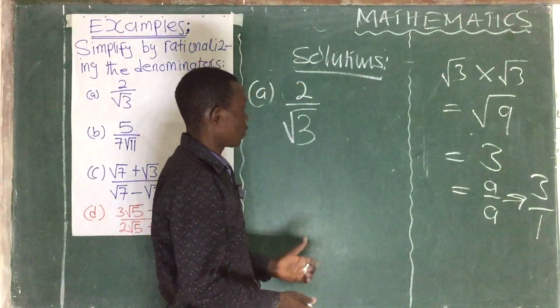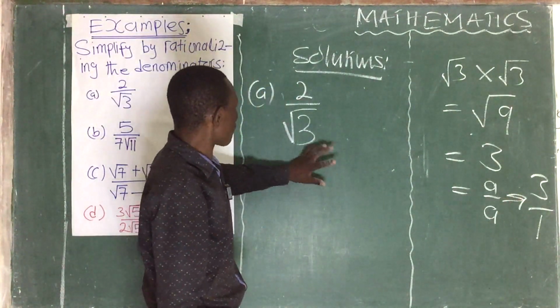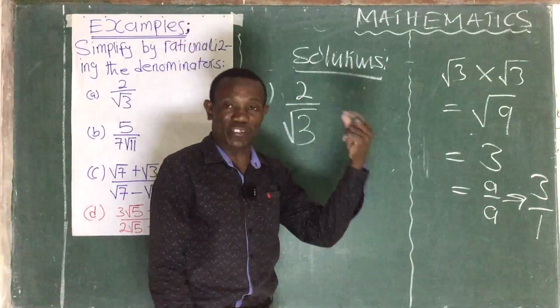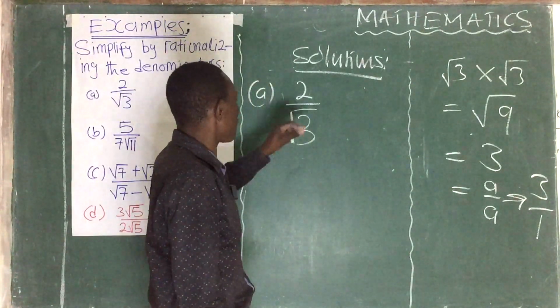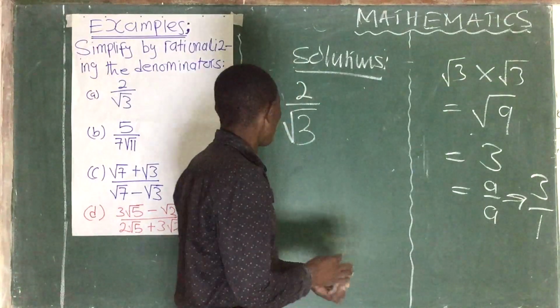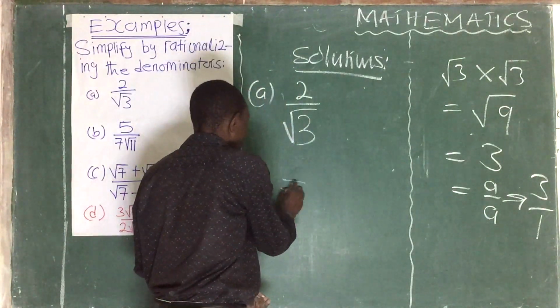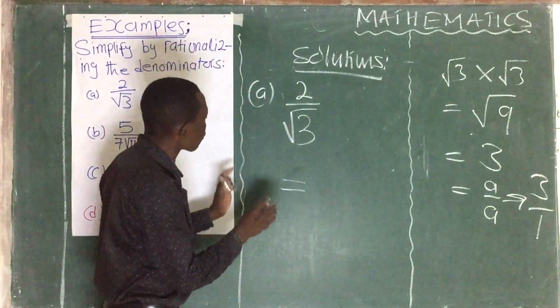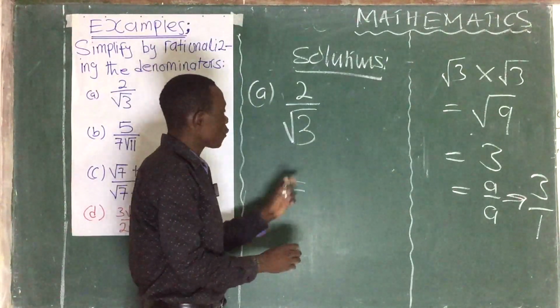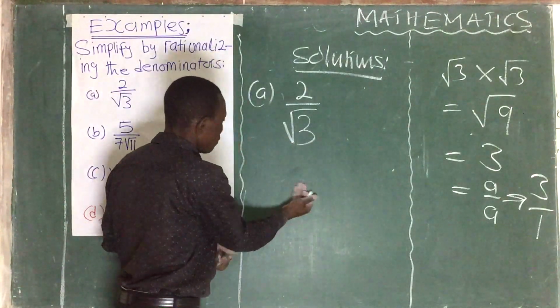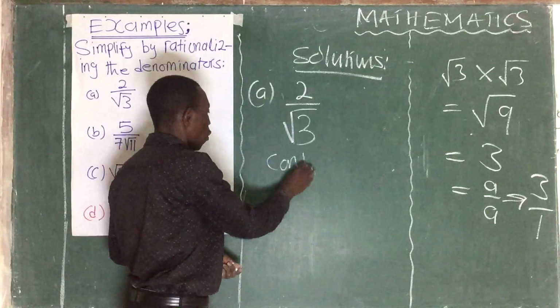Right. So it means in this case, the conjugate of root over 3 is root over 3. Right, so root over 3 is the conjugate of itself. So what am I going to do with that? I'll take that root over 3. Let me write it for you here first of all.